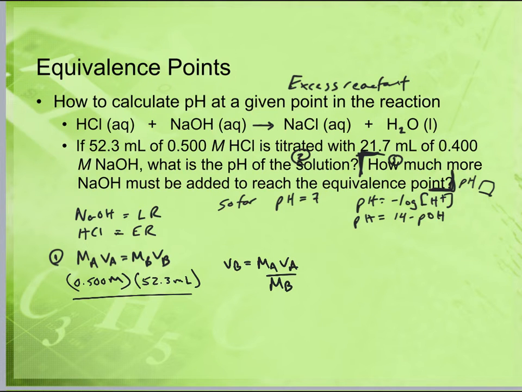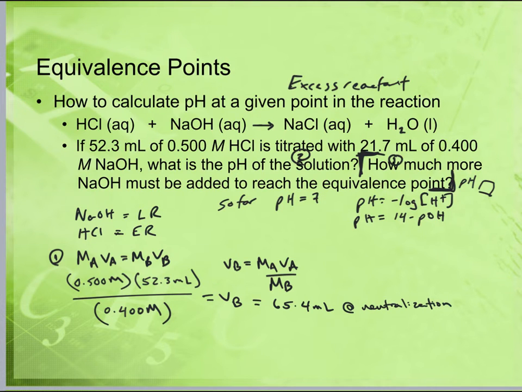The molarity of the base is 0.400 molar, and so that's going to equal VB, which is equal to 0.5 times 52.3 divided by 0.4. That is 65.4 milliliters. Okay, so far, this would be at neutralization, right? This is at the neutralization point, okay, equivalence point.